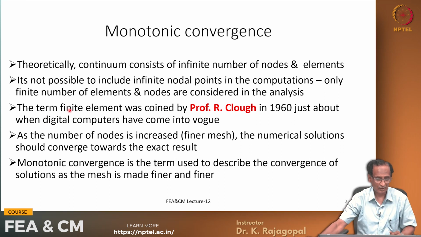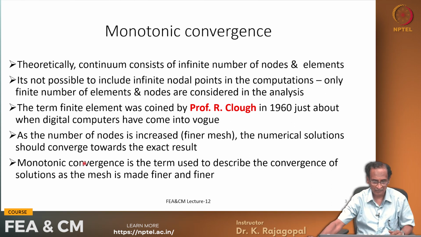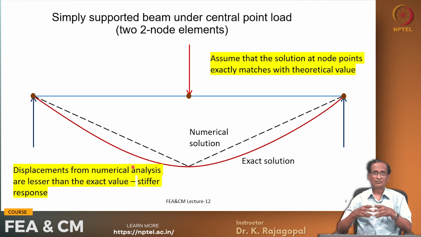From that, this word finite element was coined, and our requirement for monotonic convergence is that as we include more and more elements by decreasing the size of the elements, or a finer mesh, our numerical solution should tend towards the exact result. That is called monotonic convergence. So let us see what exactly we mean by comparison between our numerical result and our theoretical result.